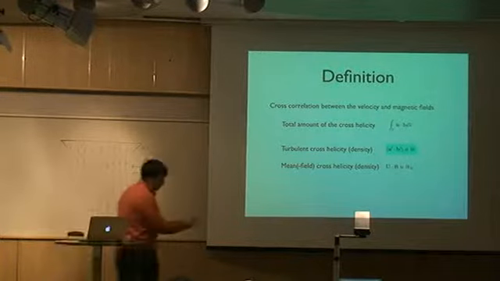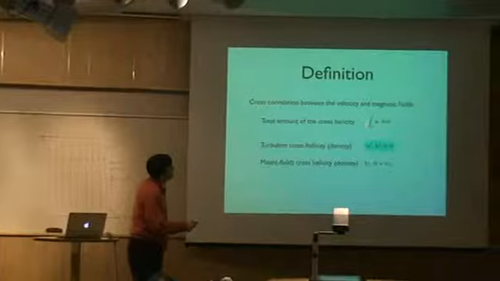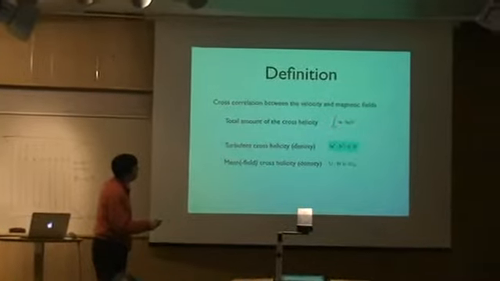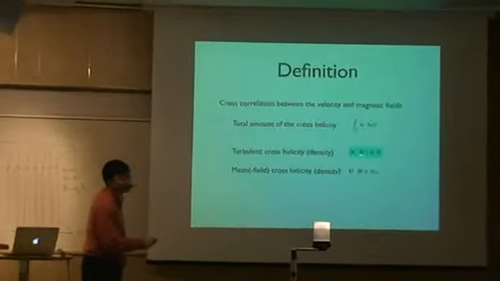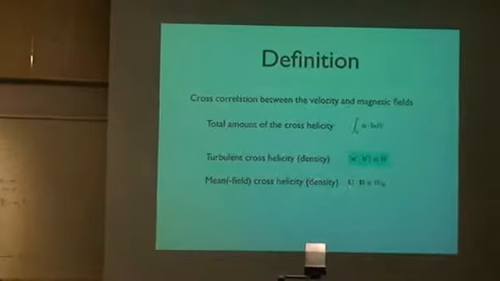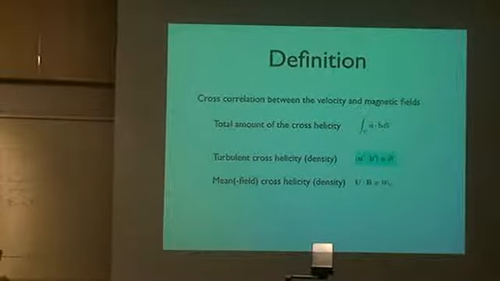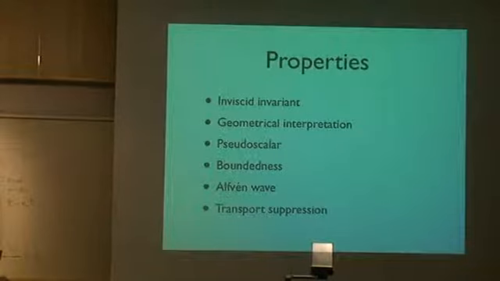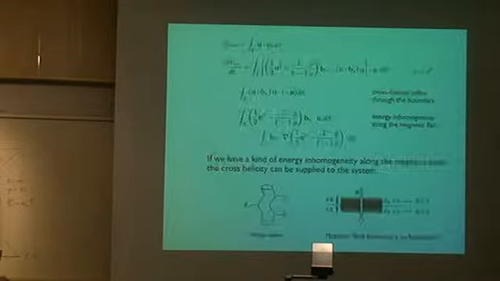This is just for explanation of notation. In my talk, I consider cross-helicity density. Basically, the prime quantity is fluctuation and the capital quantity is mean field. As you know, cross-helicity has several properties, but today I just focus on this invariant and also some pseudo-scalarness.